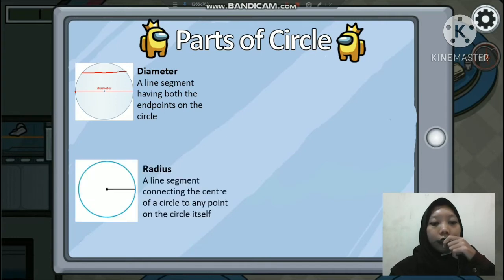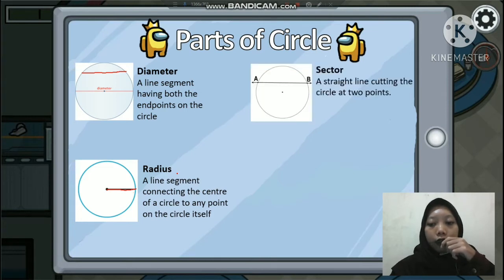And the next is radius. A radius is a line joining the center of a circle to an endpoint on the circle itself. We see that the radius is the line between the center, or the midpoint, of the circle and another point of the circle.